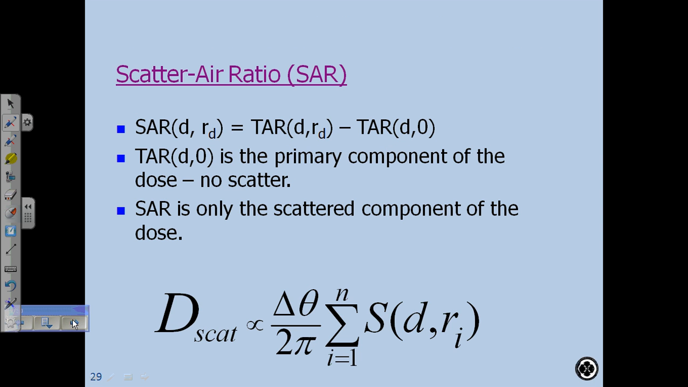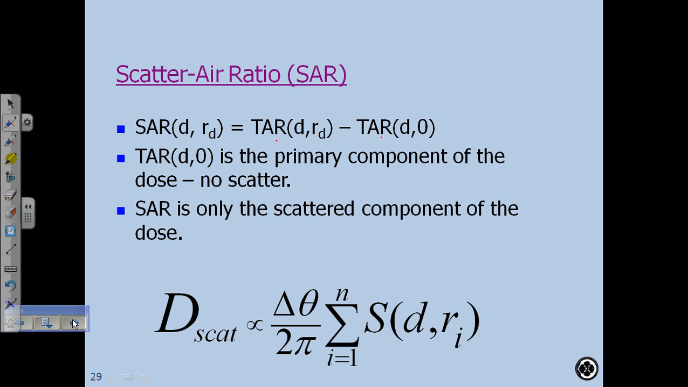So that's rotation therapy. Okay, let's go into SAR, scatter air ratio. So we talked about TAR. Now, let's introduce SAR. SAR is simply your TAR that we were just using minus this TAR. Remember that one? That's the zero field TAR for the same depth. So in SAR, we're taking all the dose that comes from the TAR and taking out the primary component. What we're left with is just the scatter component. So this gives us information about how much scatters in the beam. And the dose from scattered radiation is proportional to this.